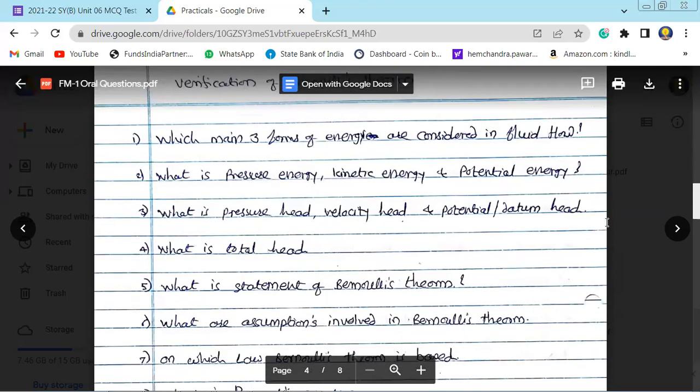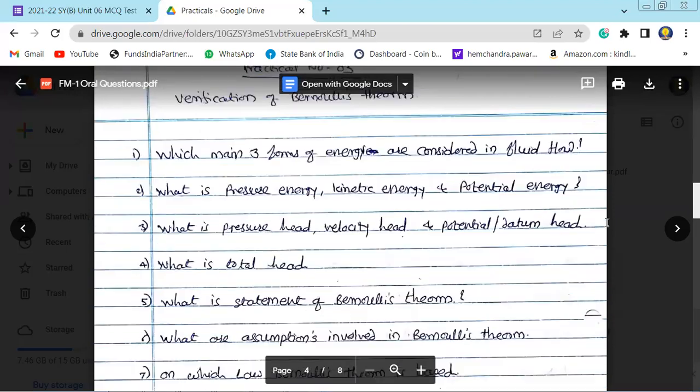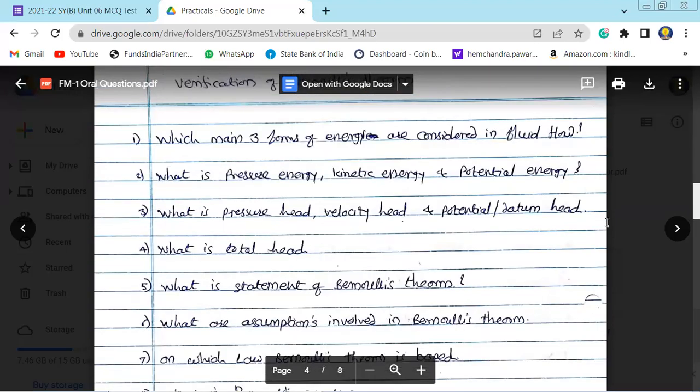Practical number 3, verification of Bernoulli's theorem. Which main 3 forms of energies are considered in fluid flow? What is pressure energy, kinetic energy, potential energy? What is pressure head, velocity head, and potential head? What is total head? What is statement of Bernoulli's theorem?